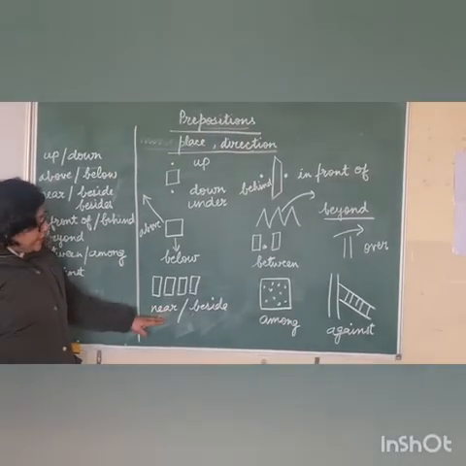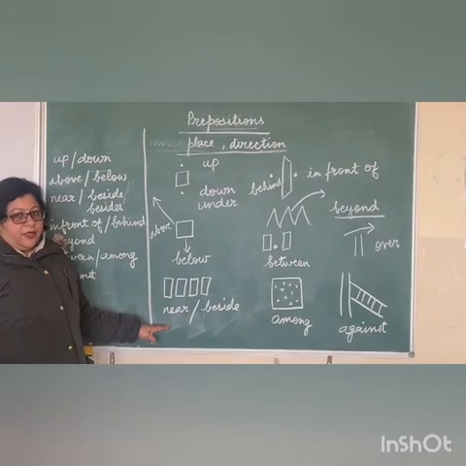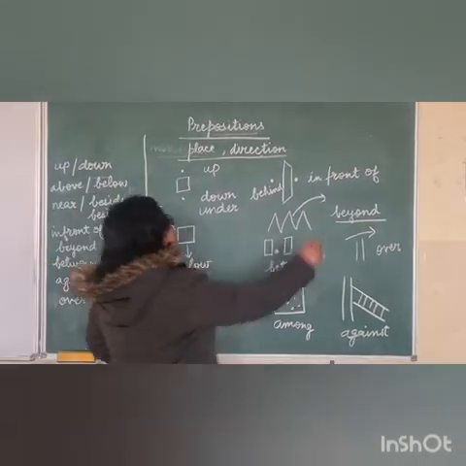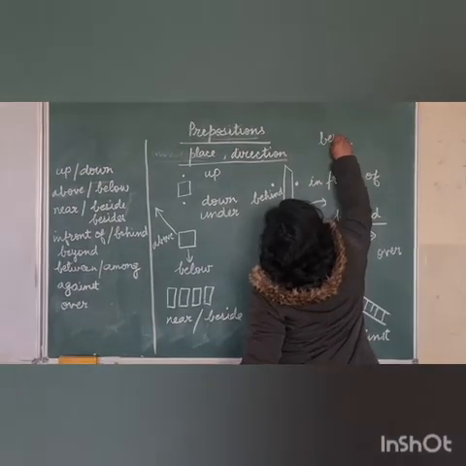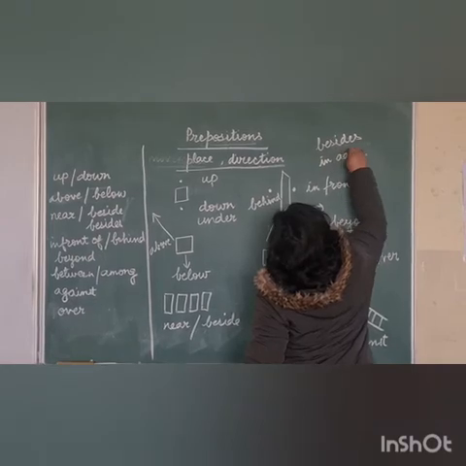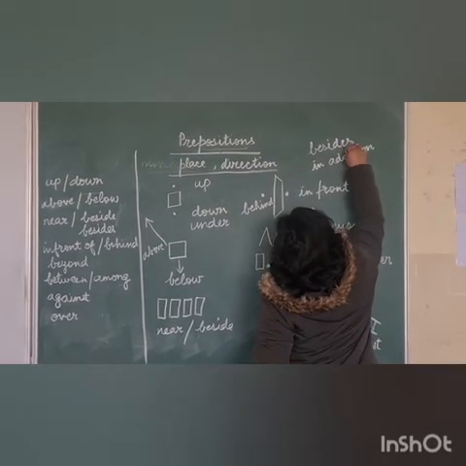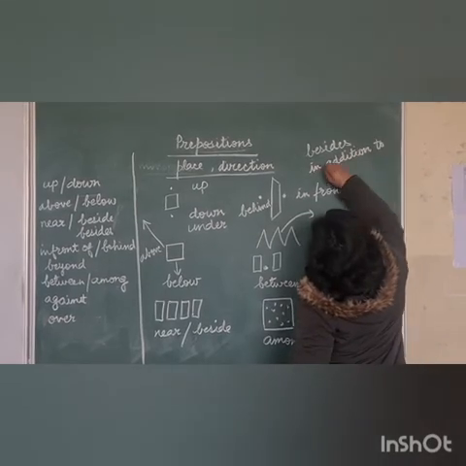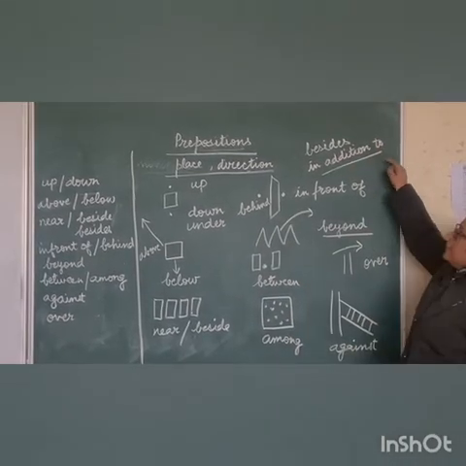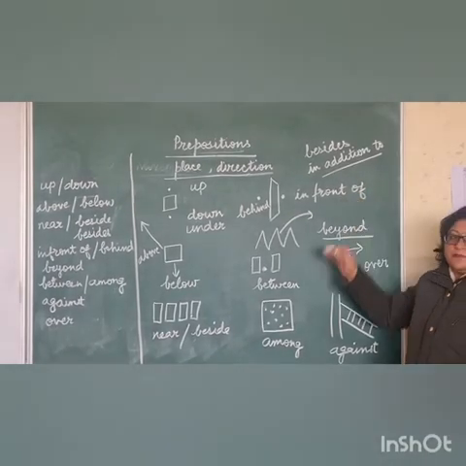Next we can use near or beside. We can also use with. And one word is there, besides. It means in addition to. के अलावा. There is a house besides these.